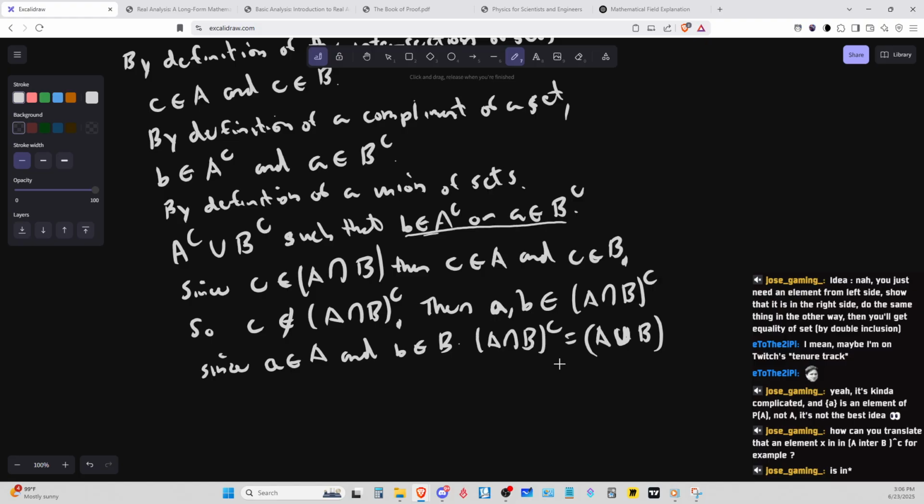How can you translate that an element X is in the intersection of A and B, for example? So basically you would have to write X as an element of A and B in that case. Oh no, you wrote the complement on the side. I didn't see that part. So let's see, how do you translate that the element X is in the complement of the intersection of A and B?